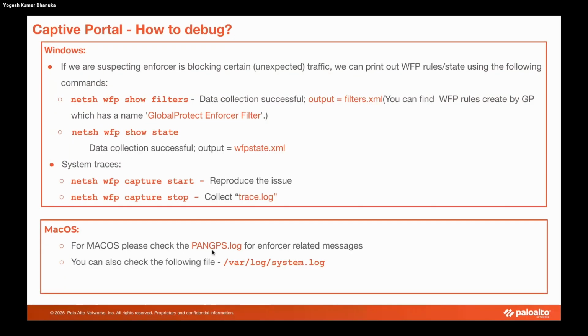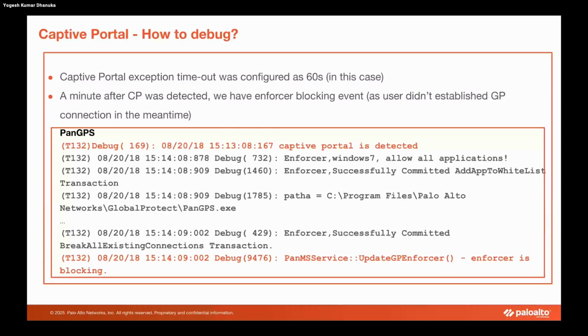For macOS, most of this information will be in the pan-gps.log. But again, the GP client needs to be changed to dump mode of logging to make sure that the maximum logs are printed out, and then you can view those logs at that time. From the logging messages point of view, the pan GPS logs would show you all the details in terms of when the captive portal was detected and when the enforcer has started blocking the connection.